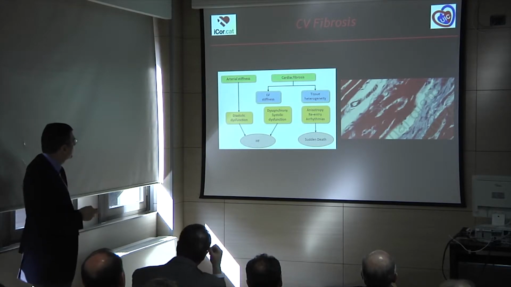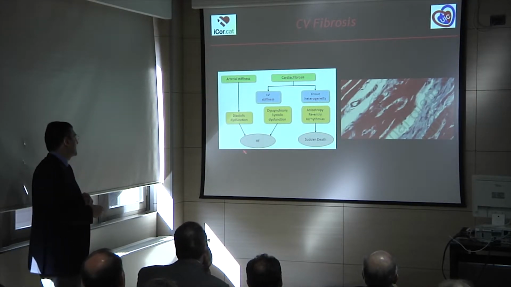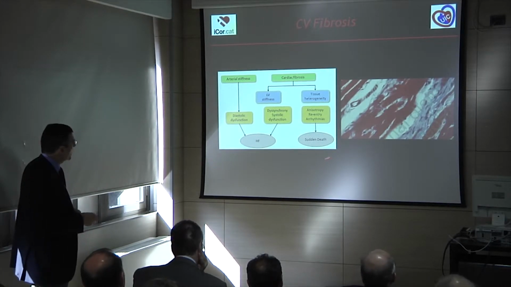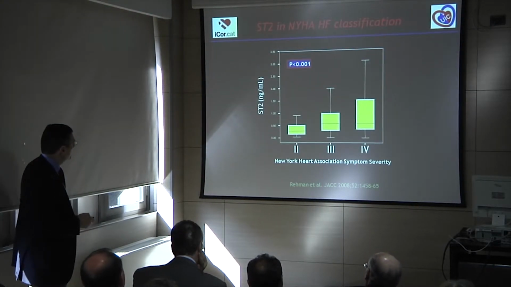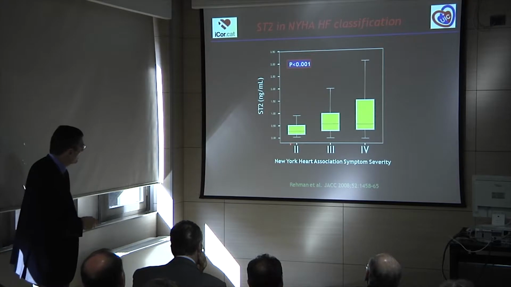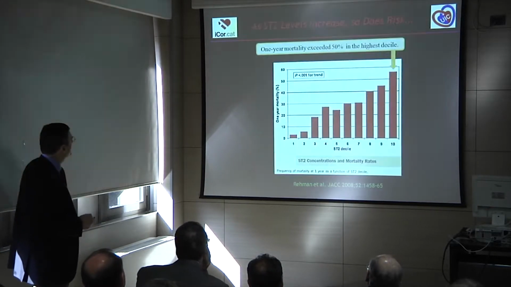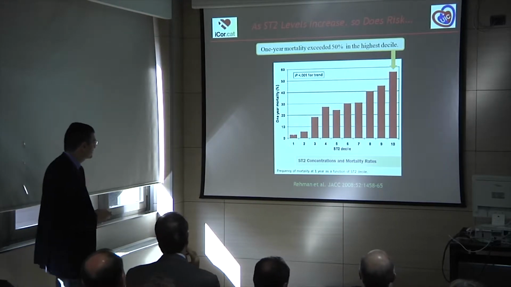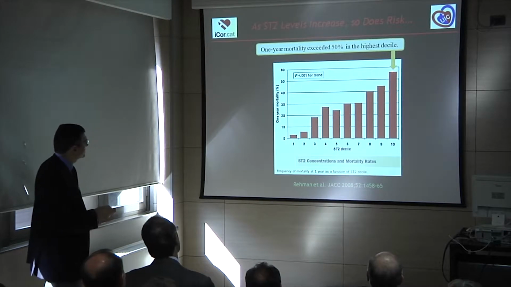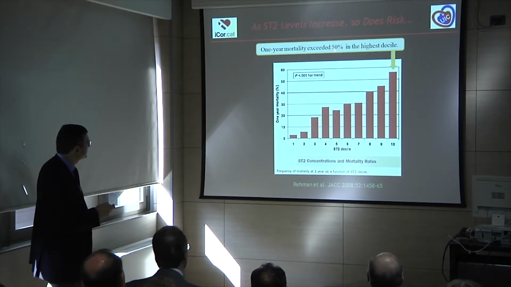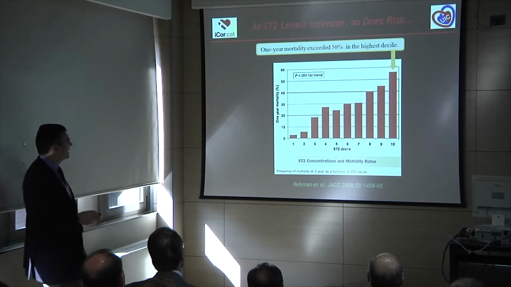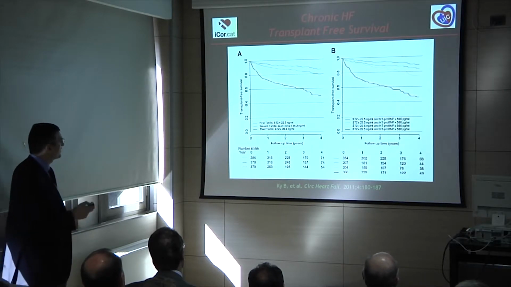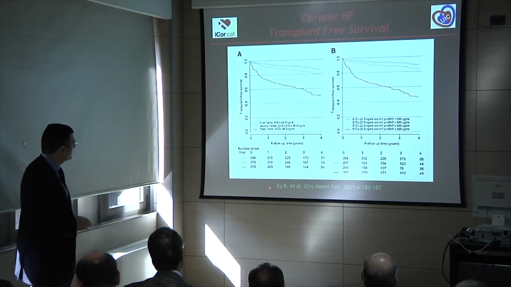So fibrosis is the main pathophysiological pathway of heart failure and pump failure and of sudden cardiac death. As shown before, there is a good correlation between ST2 and New York Heart Association class, as Jim showed you before. Again, as ST2 levels increase, so does risk. So this is the lowest decile, and this is the highest decile, and one-year mortality exceeds 50% in the highest decile, and this is quite relevant. This is data that has already been shown by Jim before. It is from the 10 study.